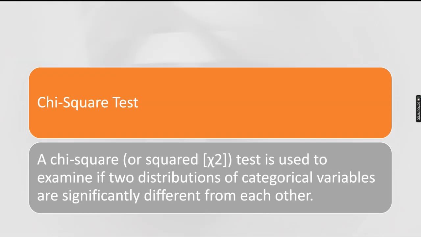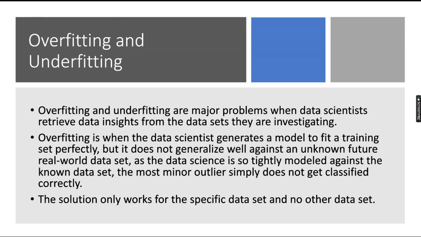Chi-square test. The chi-square test, or squared x-square test, is used to examine if two distributions of categorical variables are significantly different from each other. Like if we are given parameters, we can identify how two different parameters are affecting a particular event.